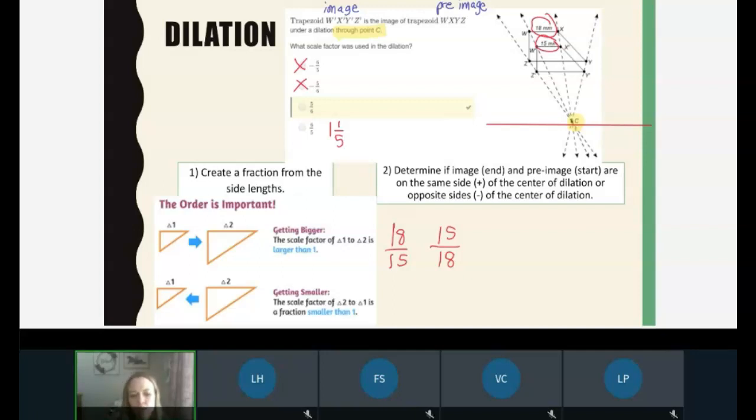So right here, if your image is getting smaller, you want to pick the fraction that's smaller than 1, okay? Which would be the 15/18, or if you reduce that, you get that 5/6. Do you guys remember how to reduce that fraction? Okay, thanks, Colvin.